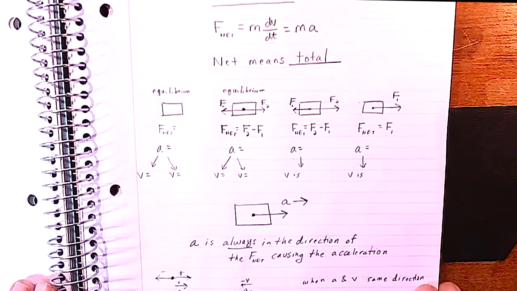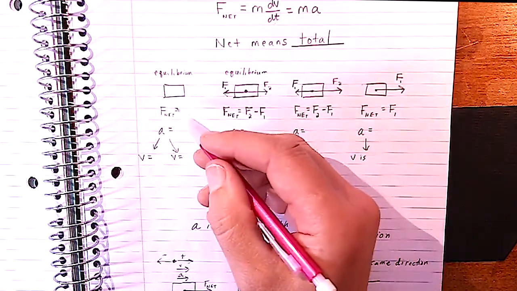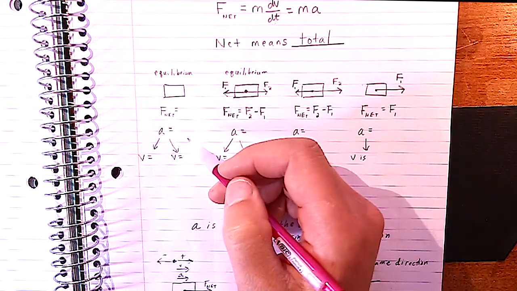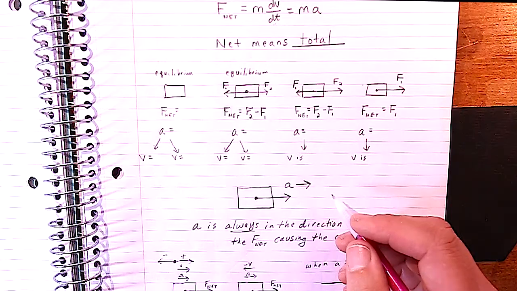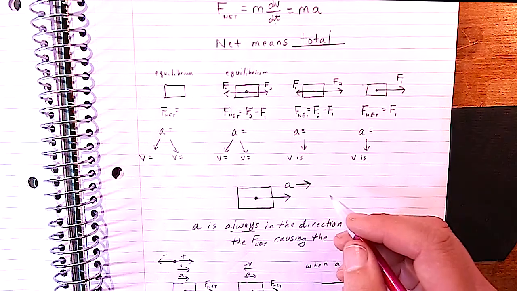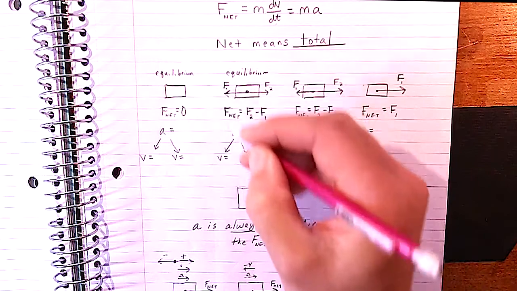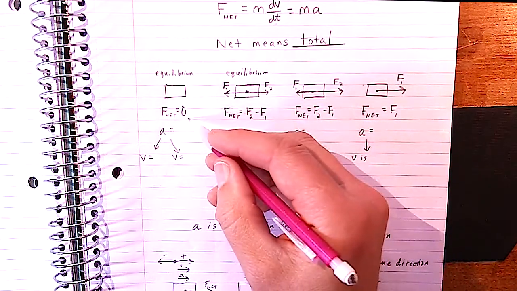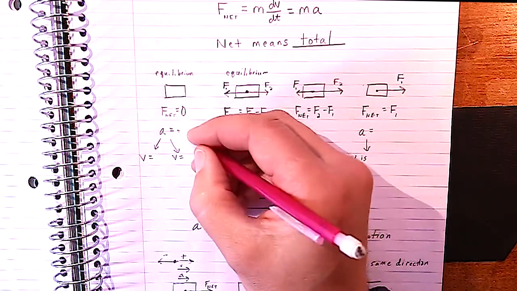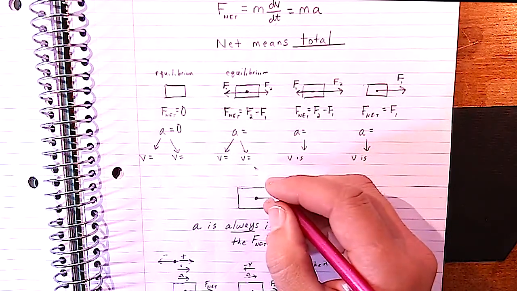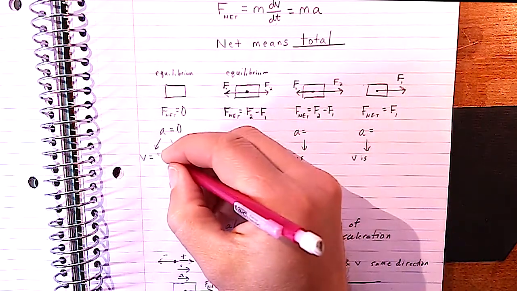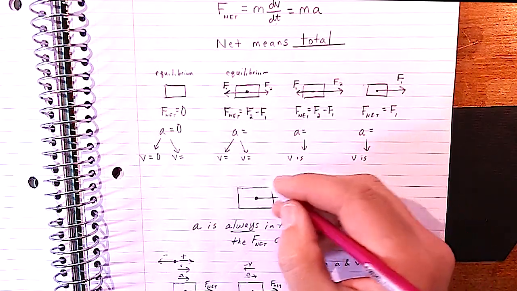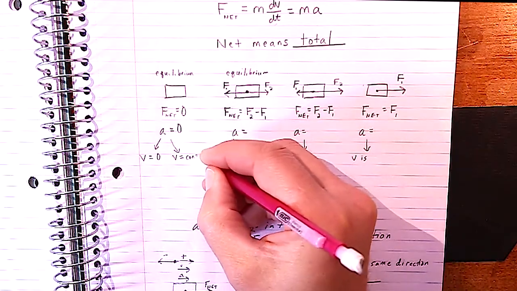So let's look at a couple of examples. The first one, we have no forces at all. So what's the total vector sum? What's the vector total sum of those forces? There are no forces, so it's 0. That means that the acceleration must be 0. There's no net force, so there's no acceleration. If there's no acceleration, the object could be doing two things. It could either be at rest, not moving, or its velocity could be constant.